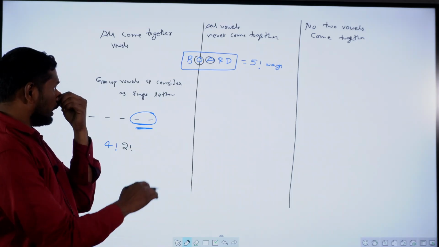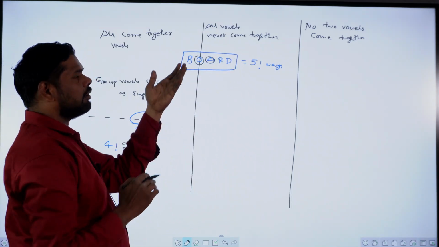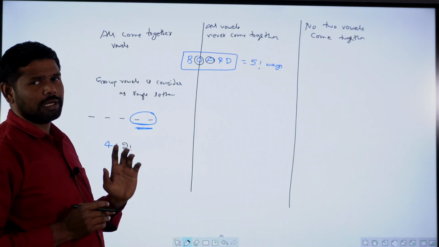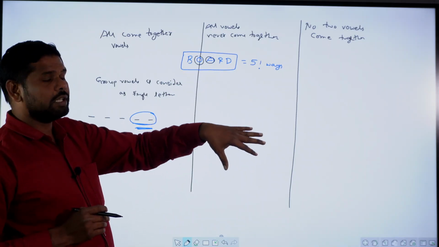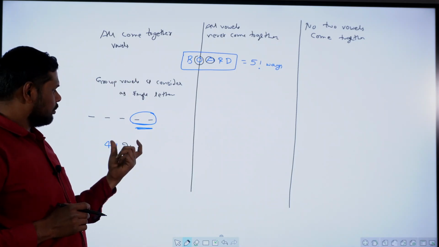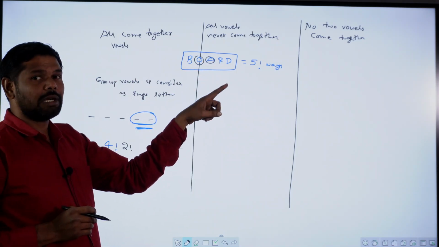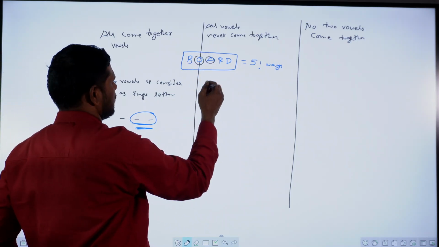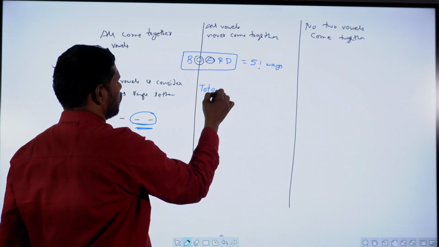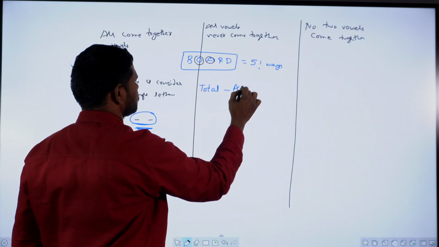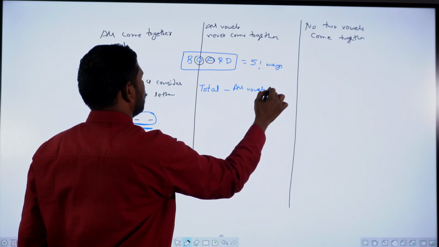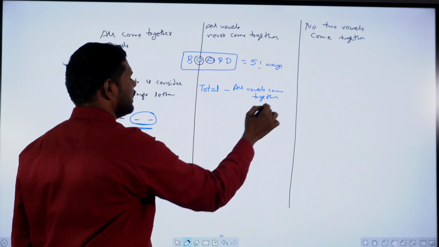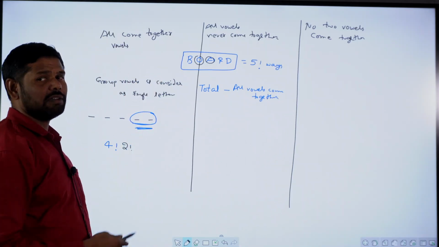Now, all vowels never come together. Instead of vowels, it may be boys and girls or numbers, whatever it is, so the method is the same. Here, all vowels come together. But all vowels never come together means total minus all come together. This is important again. Total ways minus all vowels come together. If we subtract this value, then the remaining is nothing but all vowels never come together.